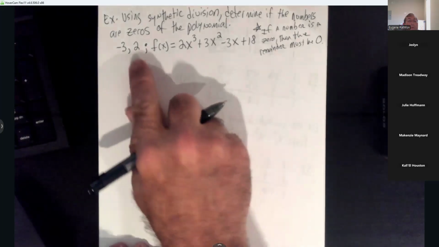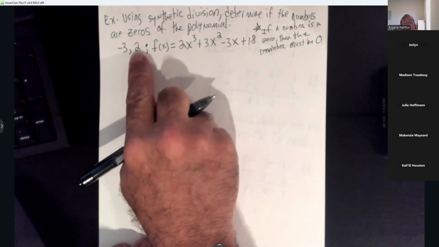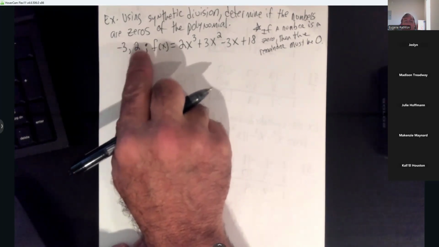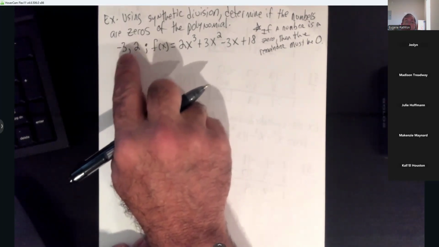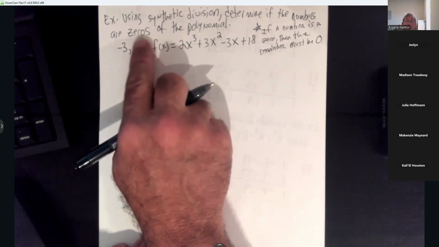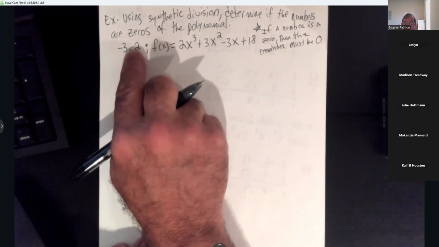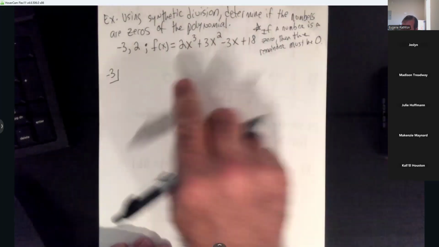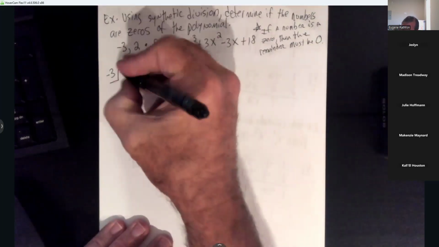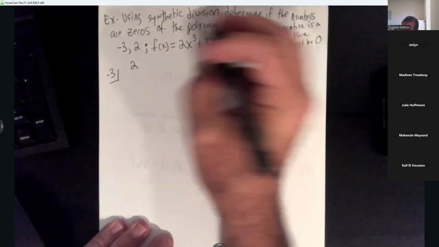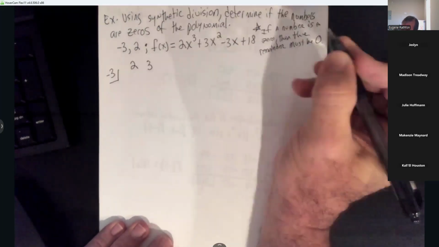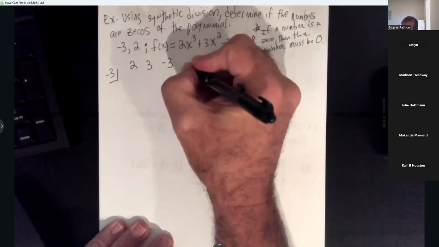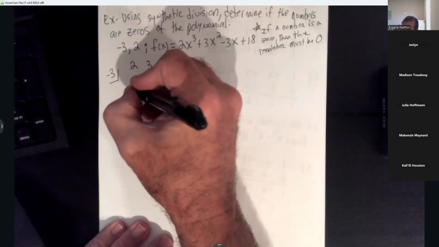Okay? So if one of these numbers is a zero, they both could be zeros. So we're looking for an answer like yes, yes, no, no, yes, no, or no, yes. And you got to do them in order. So the first number I'm going to check is going to be the -3. So my coefficients are 2 for the x cubed, 3 for the x squared, -3 for the x, and then 18.